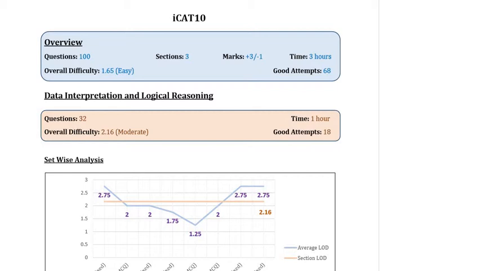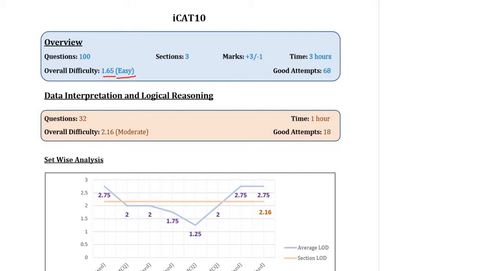In the first part we saw how iCAT10 was a fairly easy mock with an average LOD of 1.65 per question. As we've always explained, the LOD is nothing but the average difficulty per question, where a difficulty of 1 indicates an easy question, a difficulty of 3 indicates a tough question. So this is the average difficulty for each question on a pure arithmetic mean basis. This does not mean that all questions had this difficulty level.